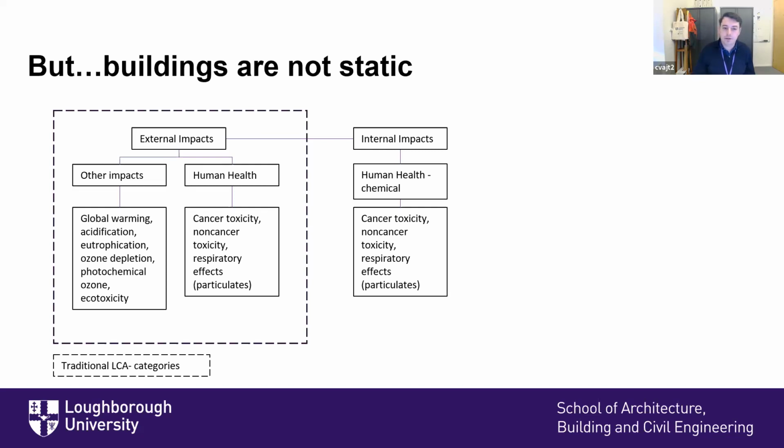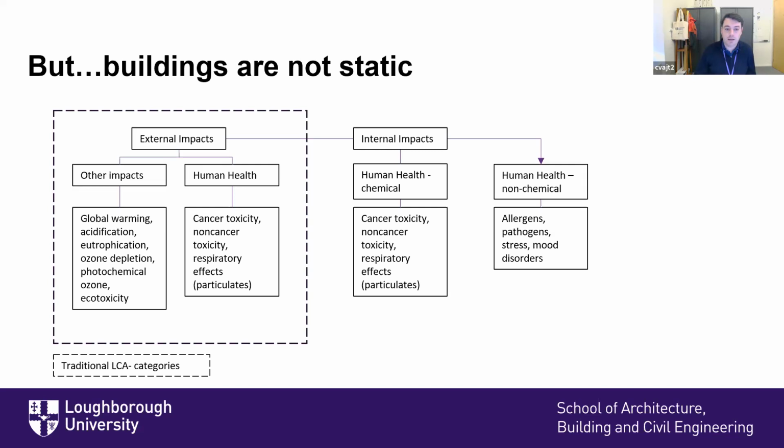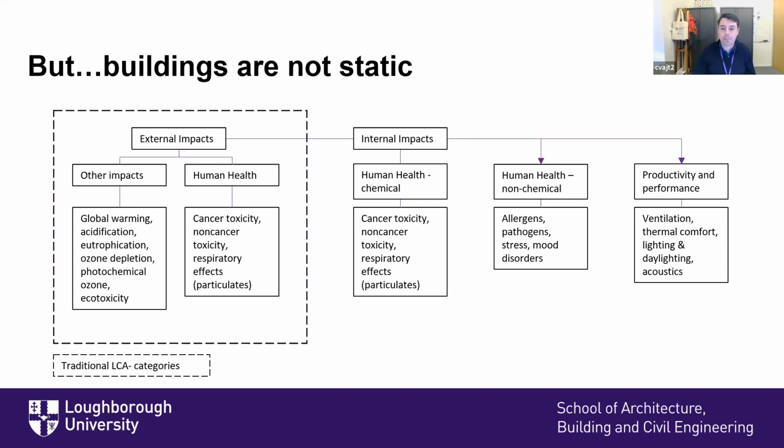But we know that buildings are not necessarily static, and we might also have indoor environmental conditions which can also have a negative health impact. So we might be looking at non-chemical impacts: allergens, pathogens, and what the building conditions are in terms of stress and mood disorders, which the evidence is growing can have negative health consequences if we're thinking about the mechanisms causing poor health. And then we could also start to think about non-health impacts. So we could be thinking about what might be the effect on productivity and performance as a result of ventilation, different lighting conditions, etc.